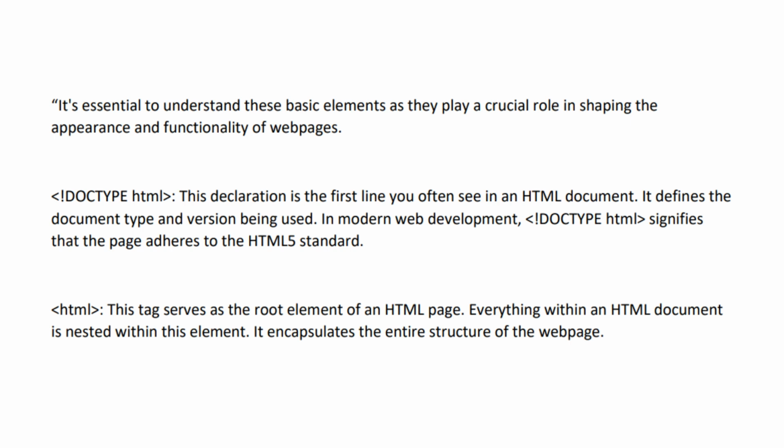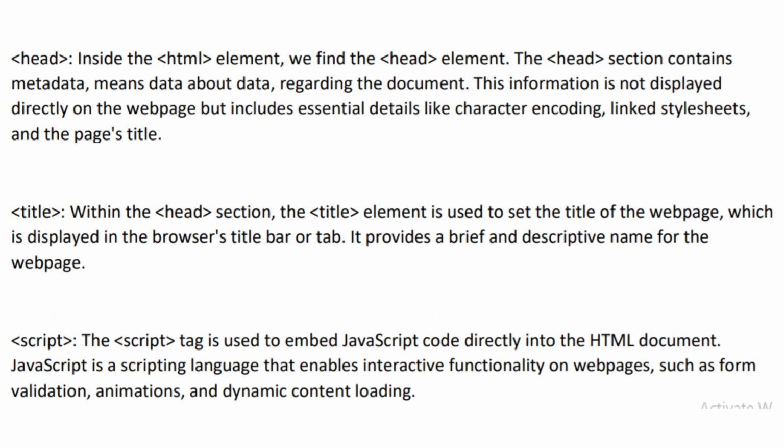Doctype HTML. This declaration is the first line you often see in an HTML document. It defines the document type and version being used. In modern web development, doctype HTML signifies that the page adheres to the HTML5 standard. HTML. This tag serves as the root element of an HTML page. Everything within an HTML document is nested within this element. It encapsulates the entire structure of the web page.